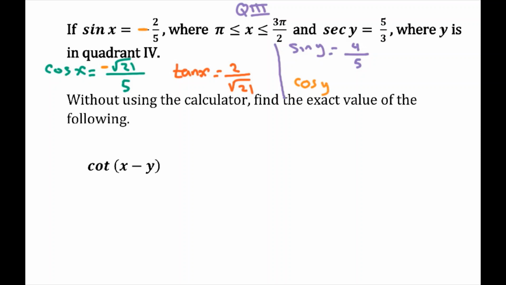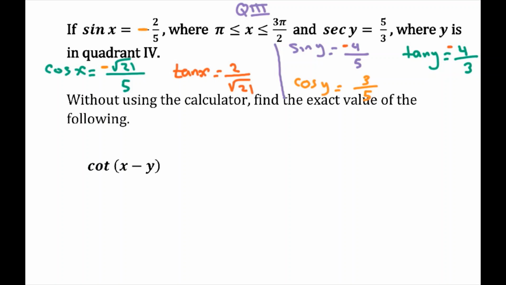Cosine y is the reciprocal actually. Finally, tangent y will be equal to the opposite over adjacent. Now we need to study the sign based on quadrant 4. Cosine is the only positive one, so this is going to be negative, and sine negative, and tangent negative.